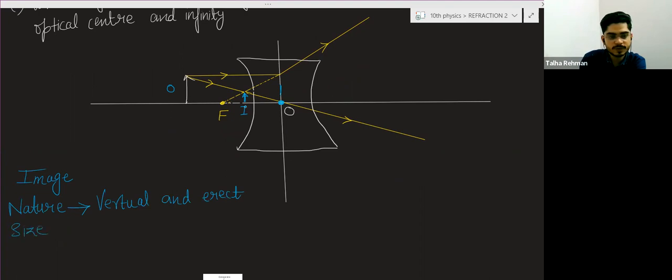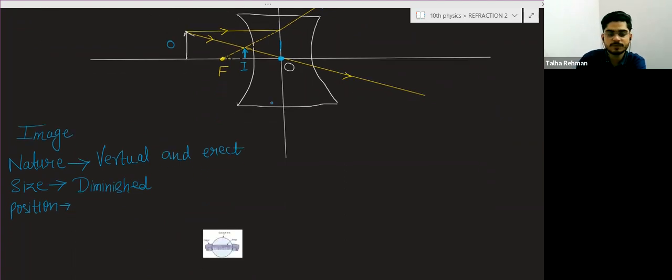Size of the image, if we talk about, then size will be smaller than object, or you can say diminished. Diminished means smaller than object. And position: you can see the image is in between focus and optical center. So you can write between focus and optical center. Between F for focus. Not F dash, you can write just F.